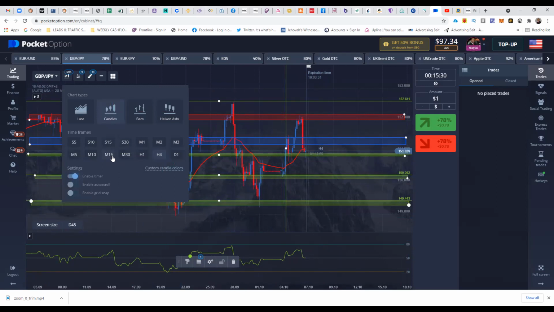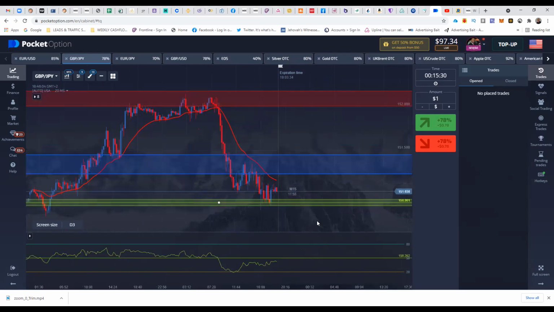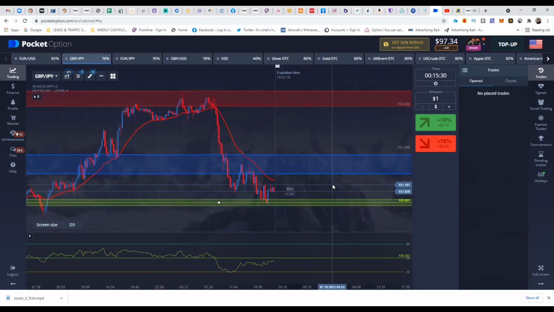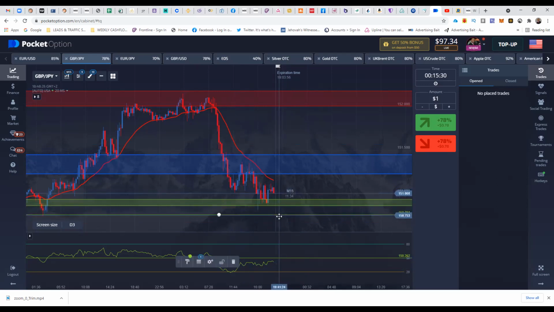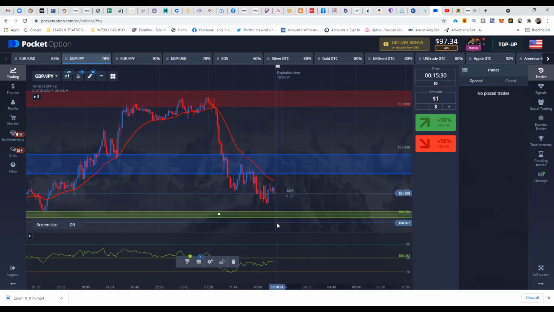Now we'll go back to the 15-minute. And when we look at the 15-minute, I'm going to actually adjust this zone here. We're going to move it down to here. Now price is respecting the zone.